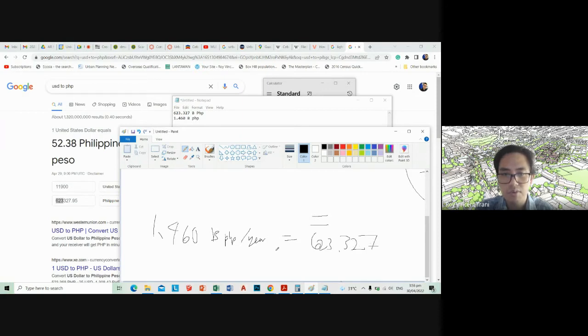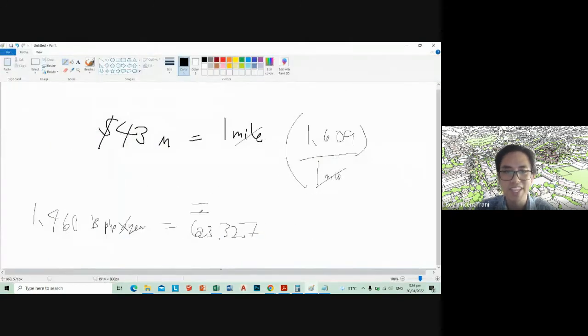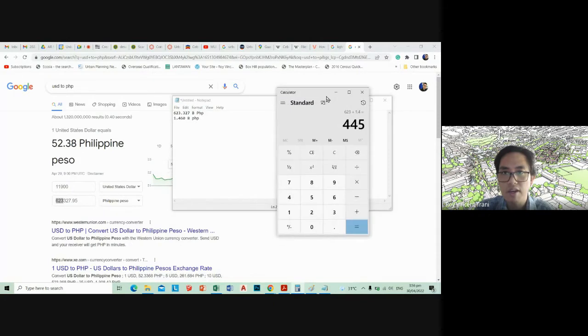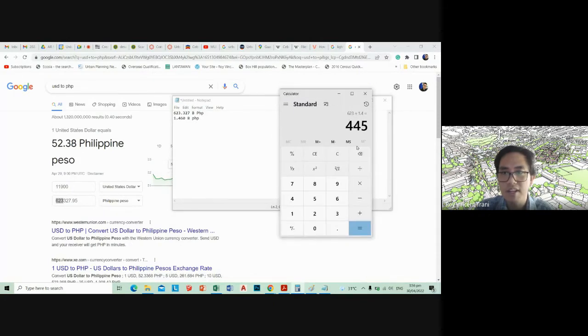So X years. Sorry, I'm just writing it in Paint. Let's see. So X years equals 623.327 divided by 1.46. So yeah, 1.46. That's really not a lot. 400 years is really not feasible. 623.37 divided by 1.46. Yep, that's 420 years.